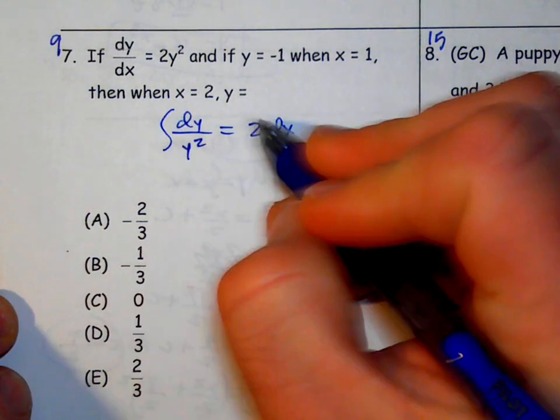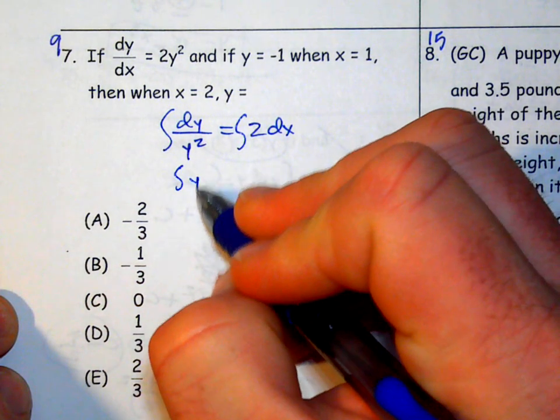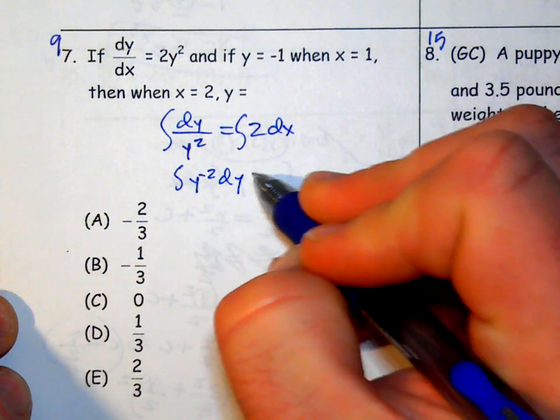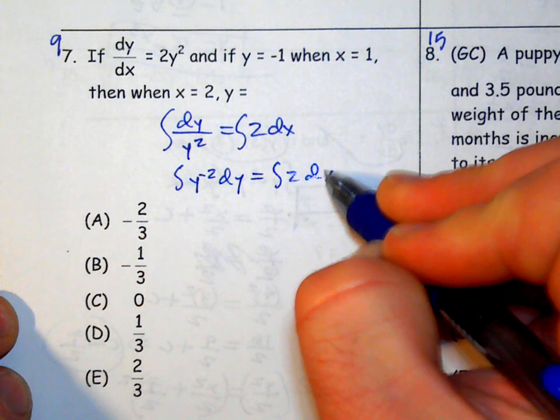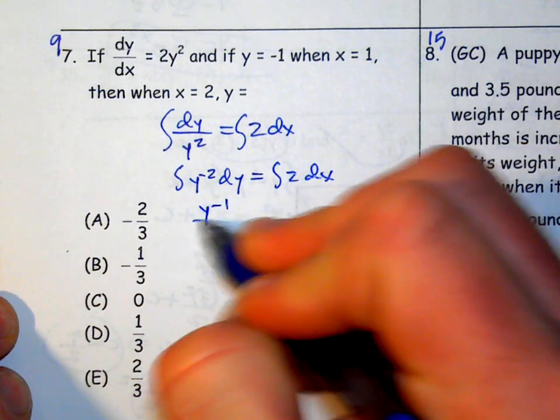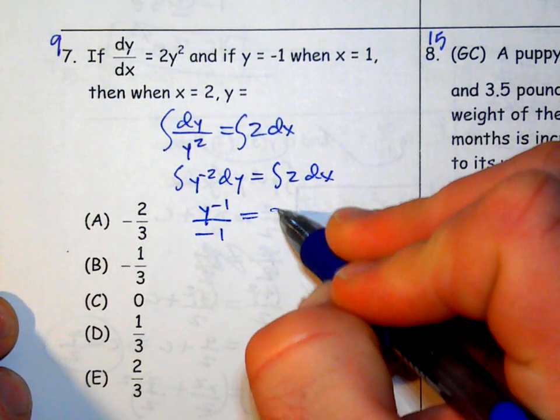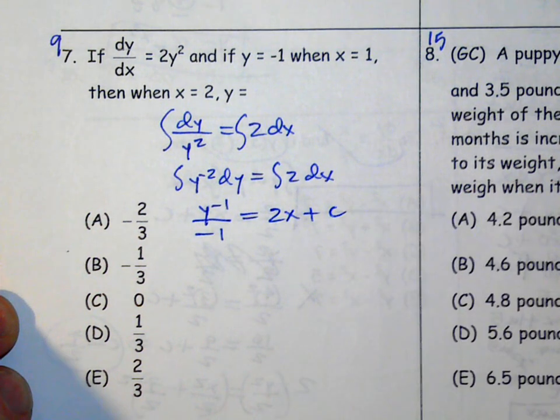And then we're going to integrate both sides. Now this, I'm going to rewrite as y to the negative 2 dy. It's not going to be natural log. It's going to be power rule. Bump it up 1, divide by the new exponent. This is going to be 2x plus c.